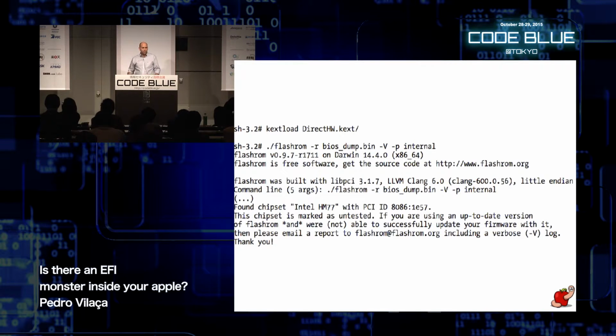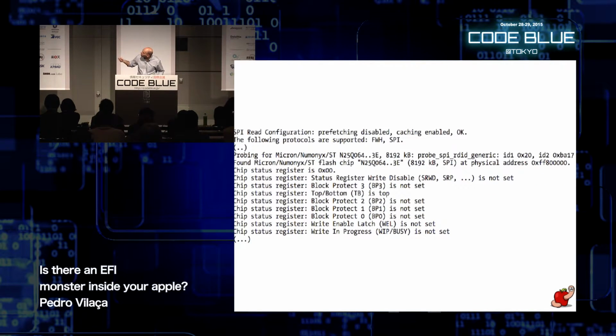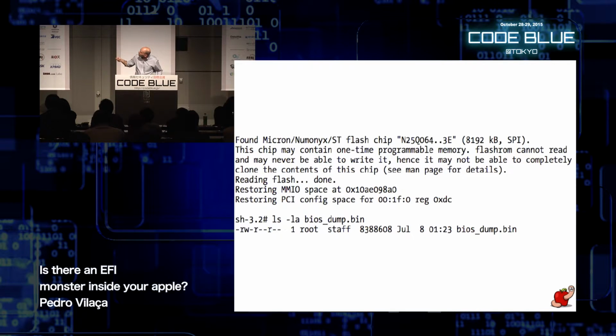This is an example of how to dump with flashrom. You just load the kernel extension, and then you use flashrom and tell flashrom to dump the contents. You can see here flashrom identifying the chip. In this case, it's Micron, one of the chips that I told you is very common. It tells you some information about the chip, and then starts reading here, and then a few minutes. Usually it's very fast, so this was probably like 1 minute or something. You have the same contents of the chip. Then you can use this to analyze.